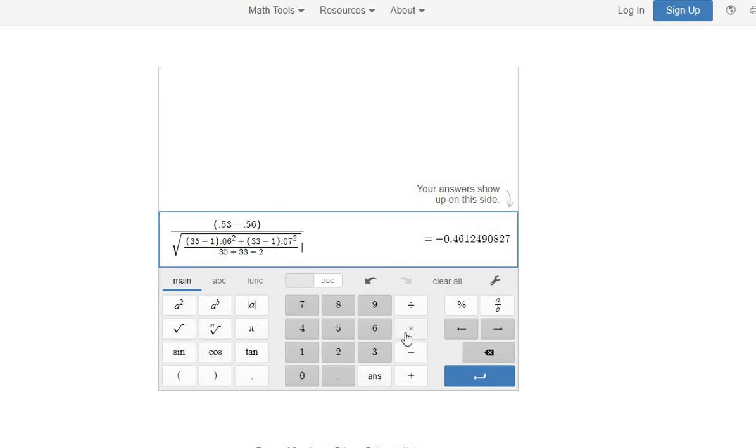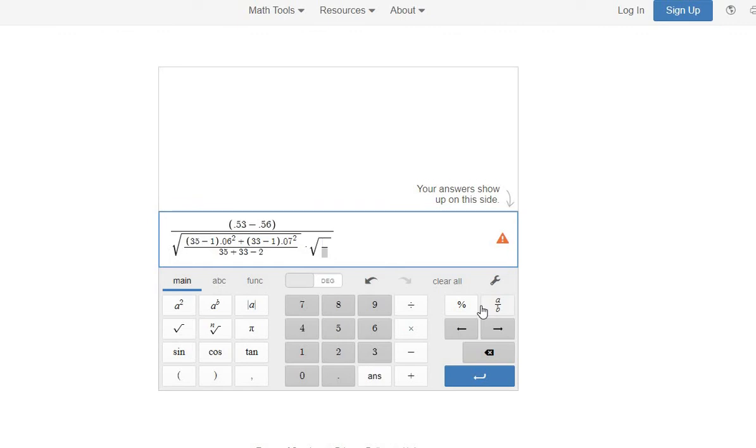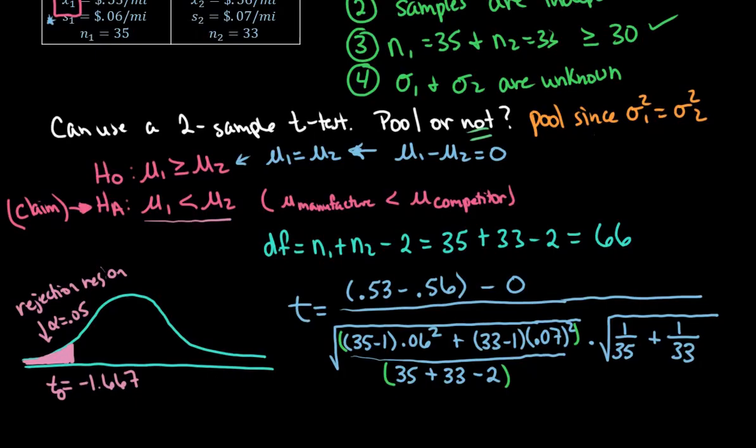So, and then I'm going to do times another square root and another fraction, 1 divided by, whoops, I could have just done 1 divided by 35 instead of doing the fraction button, plus 1 divided by 33. Okay, so then you notice that this value over here is your answer. So again, you have to be very careful about plugging this into your calculator. So negative 1.901 is what I'm going to round it to. I'm just going to round it to 3 decimal places. So we end up with t is approximately negative 1.901.